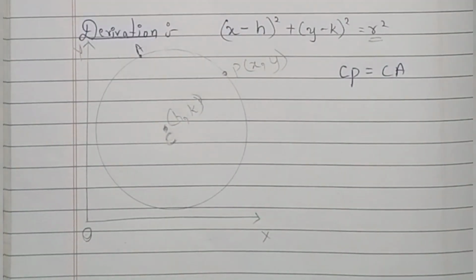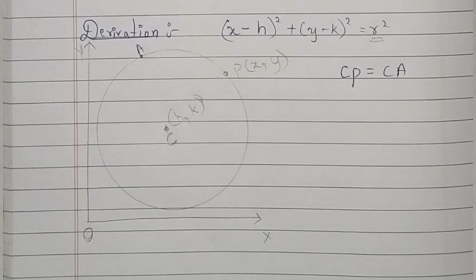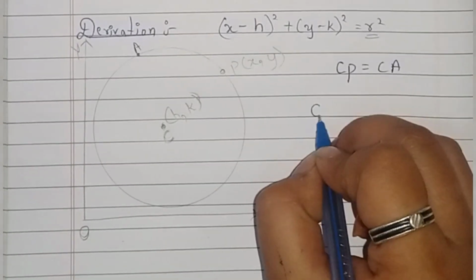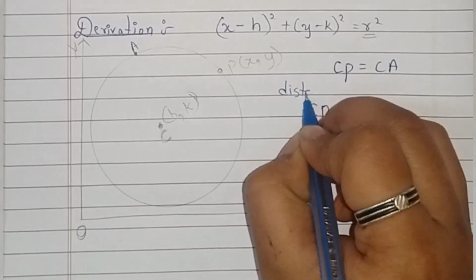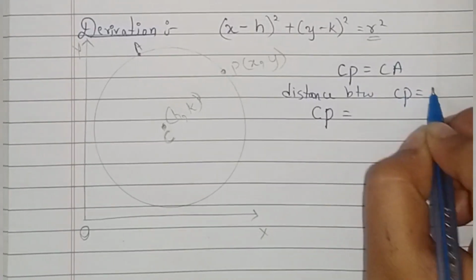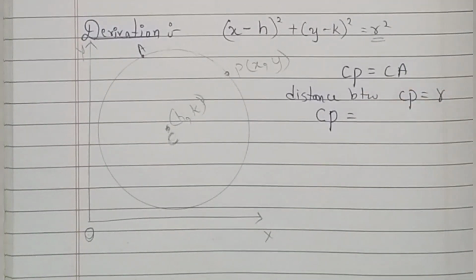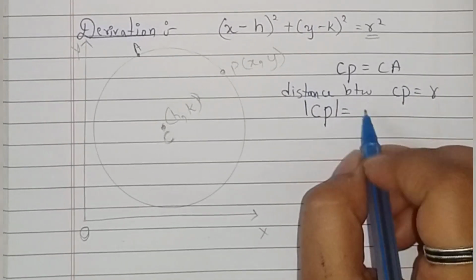Now, another thing we know: the distance from the center to any point on the circle is called the radius of the circle, which is denoted by small r. Then the distance CP is equal to r, where r is the radius of the circle. And here we take the modulus.